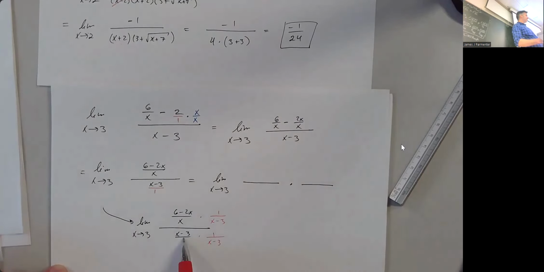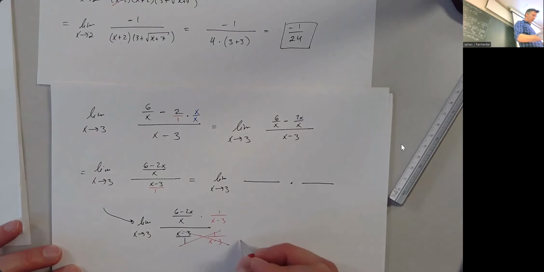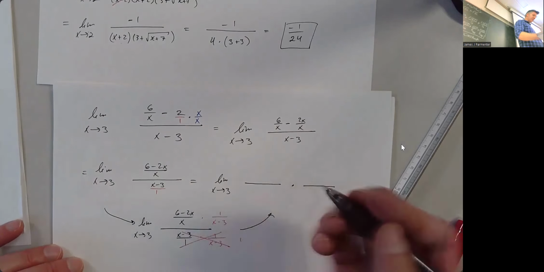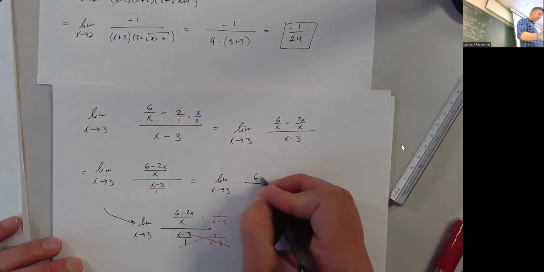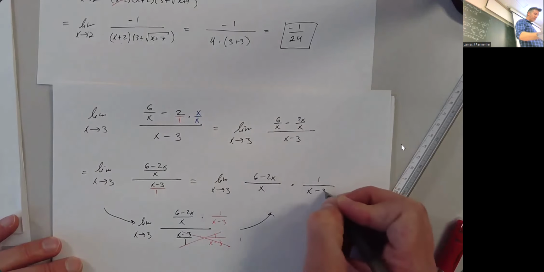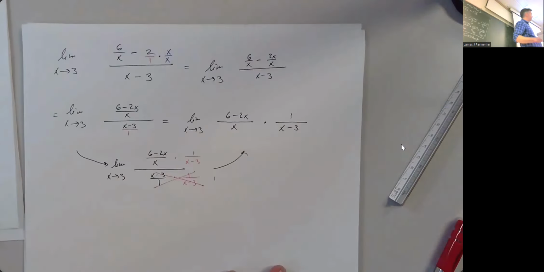But what's x minus 3 over 1 times 1 over x minus 3? 1, right? You get x minus 3 over x minus 3, and that's just 1. So then we end up getting 6 minus 2x over x times 1 over x minus 3. And that just makes it easier to write the expression, right? Fractions and fractions are nobody's friend, in my opinion.